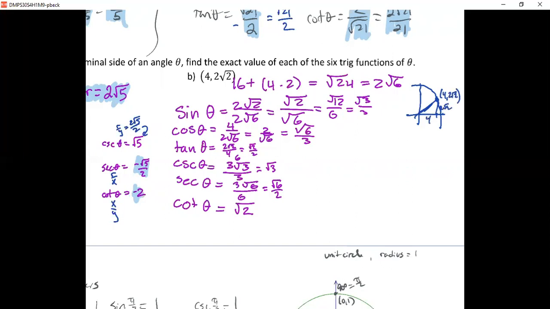And what does the radius end up being? 2 square root of 6. You can see the work that I have here for that. X squared plus y squared equals r squared.